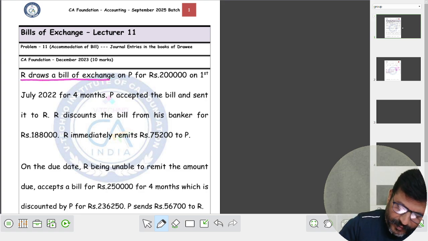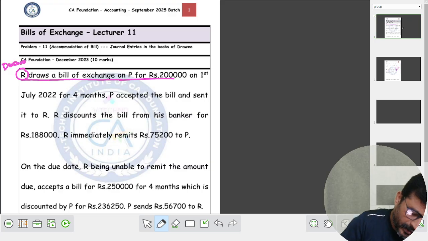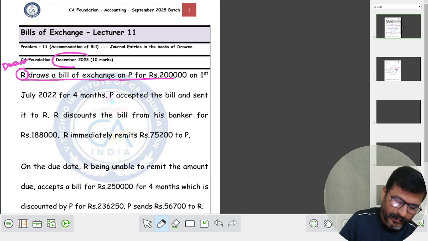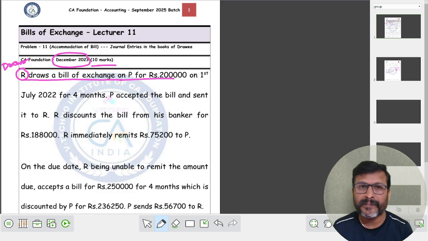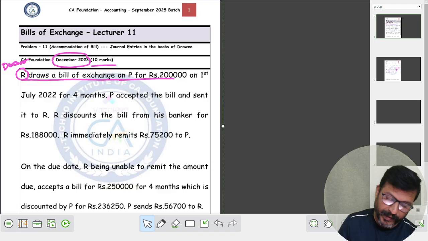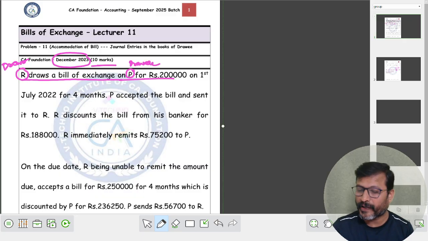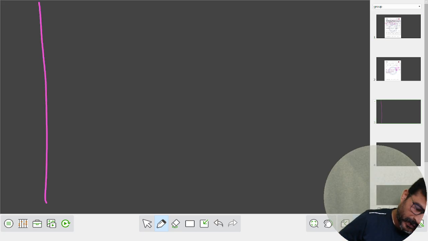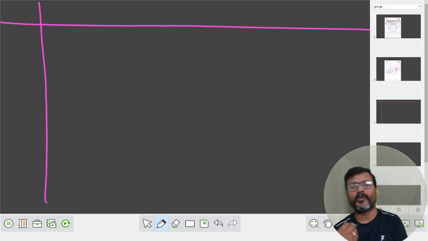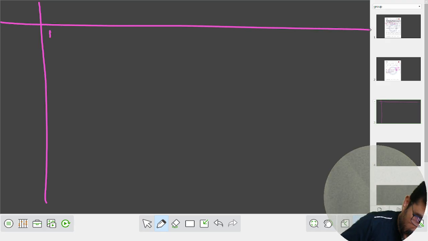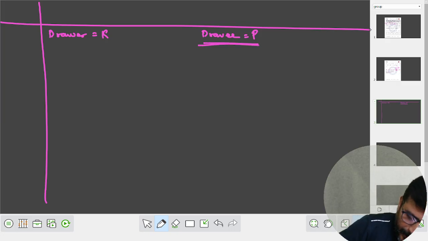R draws a bill of exchange on P. Who is R? R is a drawer. This question was asked in December 2023 for 10 marks. R draws the bill of exchange on P, then who is P? P is a drawee. Shall we move on to the space for working sheet? Who draws the bill? R draws the bill. Drawer is equal to R. Drawee is equal to P.